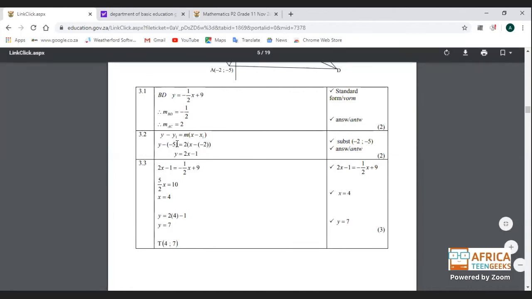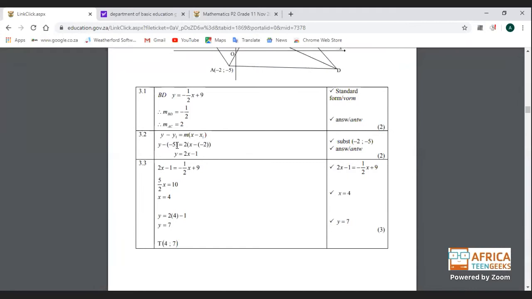That's why I said you need to know how to substitute correctly, because if you had substituted -5 and then not multiplied it with the other -5, then you wouldn't have gotten your answer correctly. Okay, so please make sure that you substitute correctly. Okay, let's go back to our question.